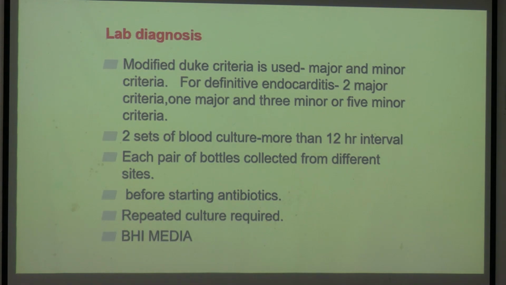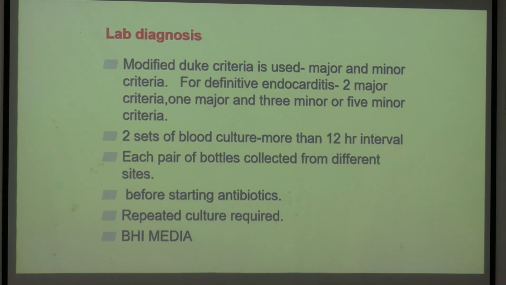Laboratory diagnosis. The modified Duke criteria is used here. You have to read the Duke criteria. The Duke criteria is based on blood culture and a few symptoms. Please read the Duke criteria from your textbook. These major and minor criteria are important. For definitive endocarditis, 2 major criteria, or 1 major and 3 minor, or 5 minor criteria are required.